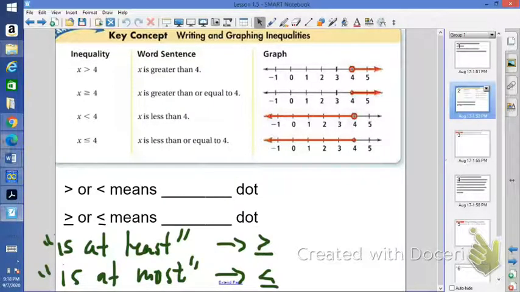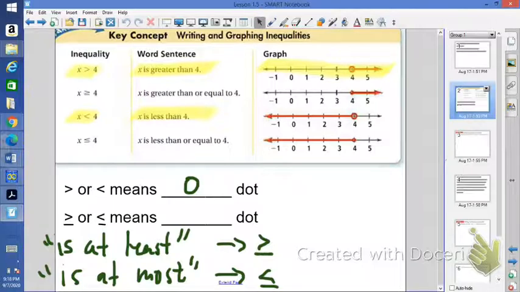So the word sentence x is greater than 4. Alright, how would you write that as an inequality? That's right here. And then the graph. Notice that greater than and less than have open dots. So when we're dealing with greater than or less than, we have an open dot on the boundary point. In all four of these inequalities, 4 is a boundary point.